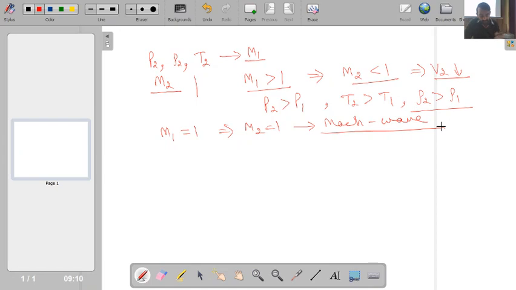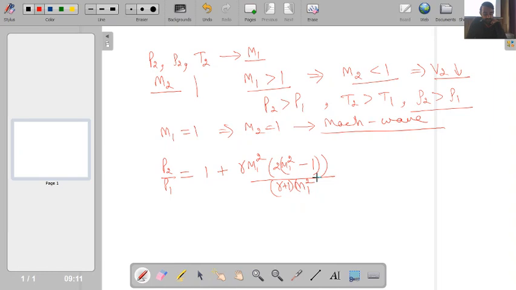Now can you tell me what was the ratio of P2 by P1? In the previous lecture I gave you the ratio of P2 by P1. It is 1 plus 2 gamma by gamma plus 1 into M1 square minus 1. So this was our value of P2 by P1.